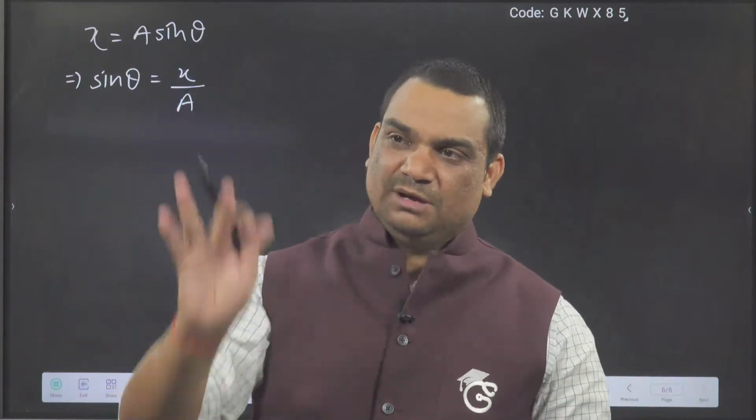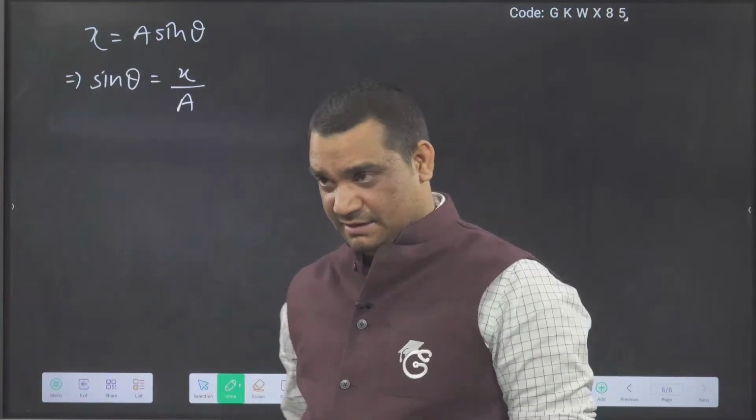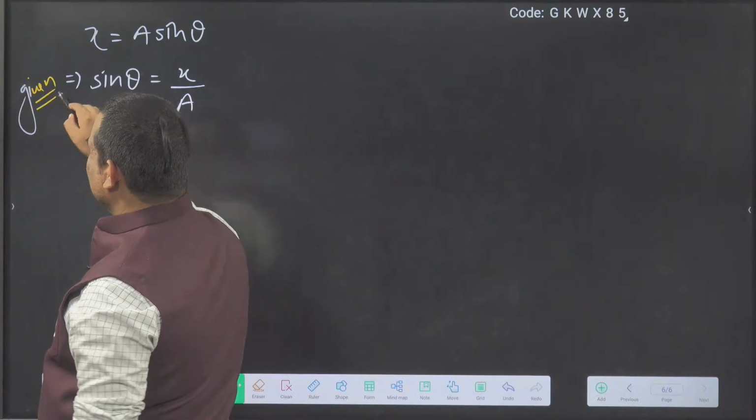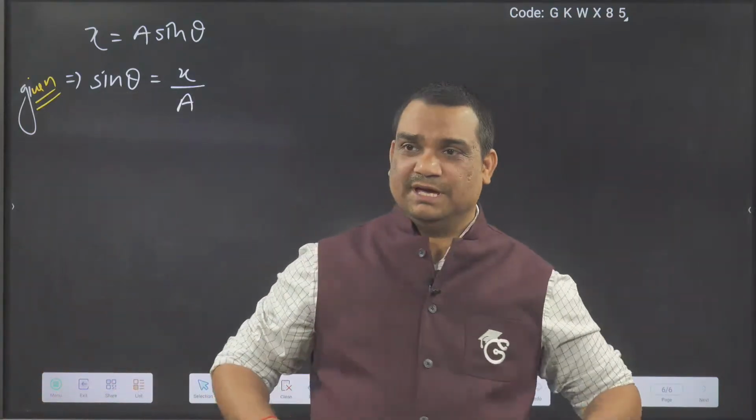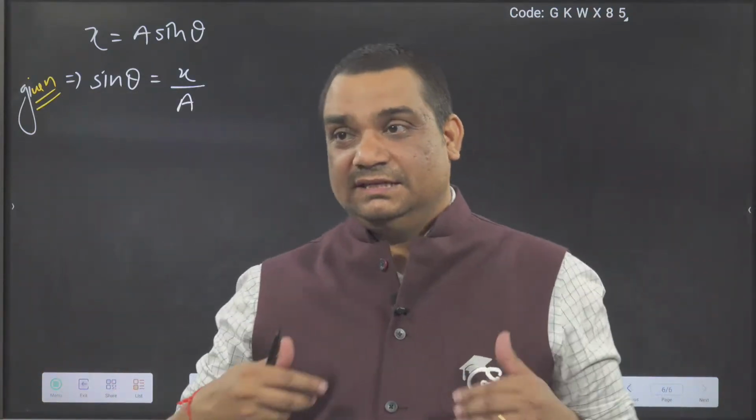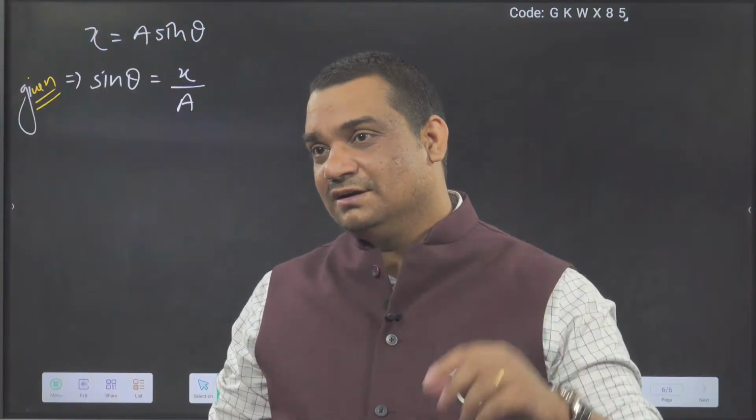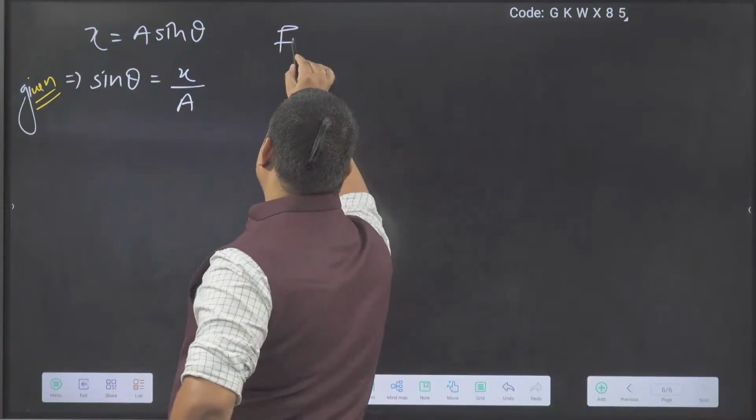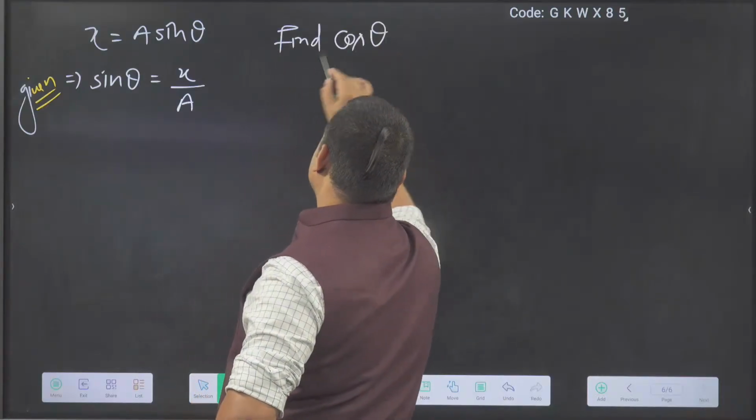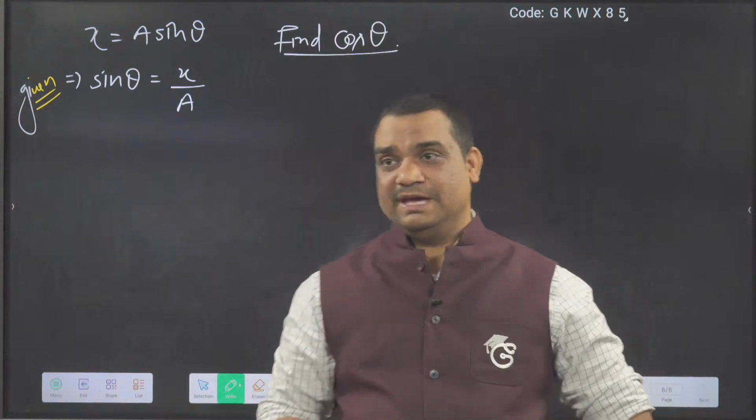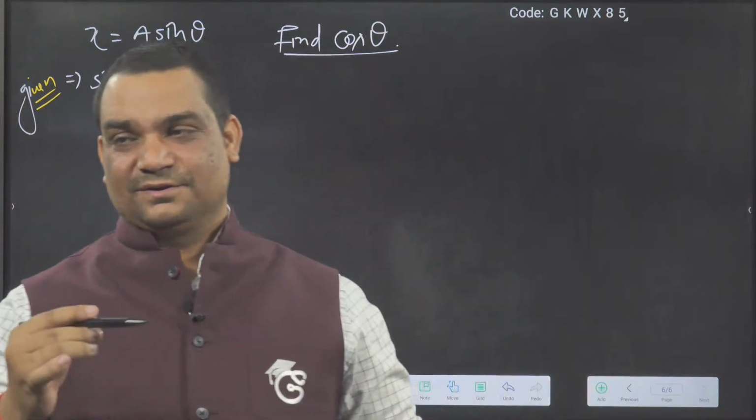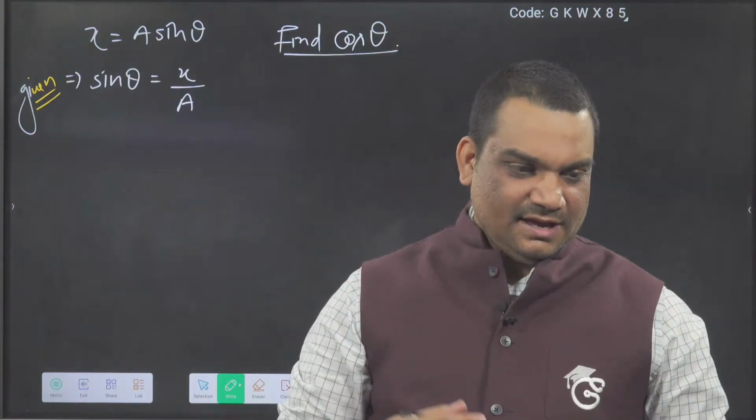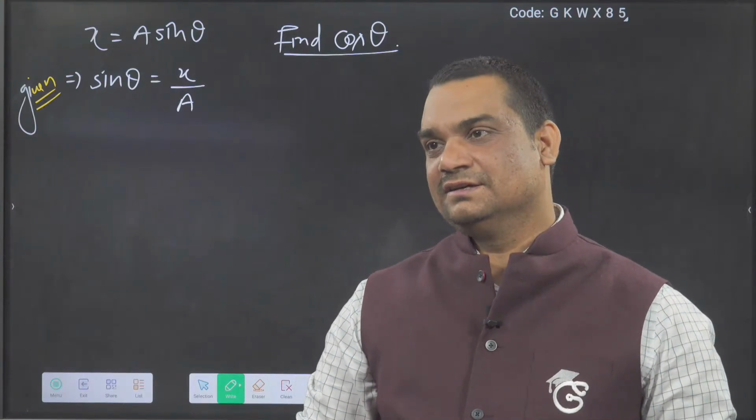If you don't remember, no problem. I have given sin theta is x by a. I'm not using any other data, just the variables x by a. Sin theta is x by a. I am asking, what is cos theta? Find cos theta, given sin theta is x by a.